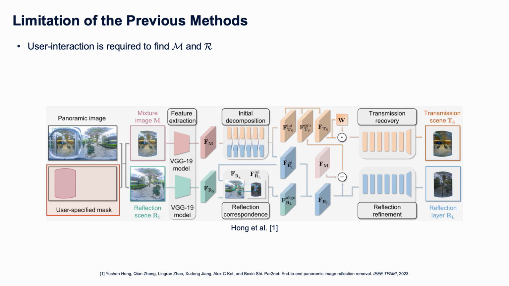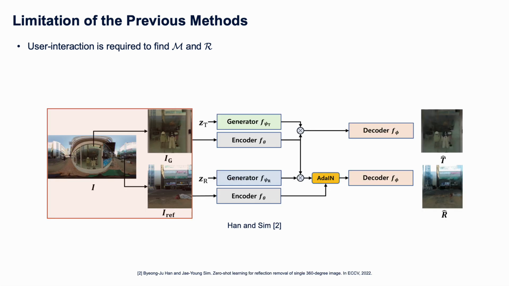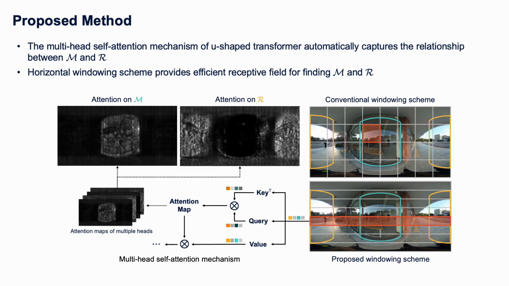Therefore, previous methods required user interaction to find the region M and R. Hong et al. require a user-specified mask to find the region M. Han and Sim assume the region M to lie in the center area of the 360-degree image. In contrast, our method does not require any user interaction.